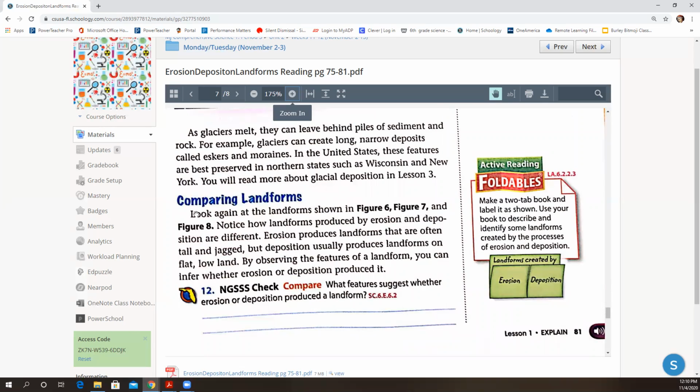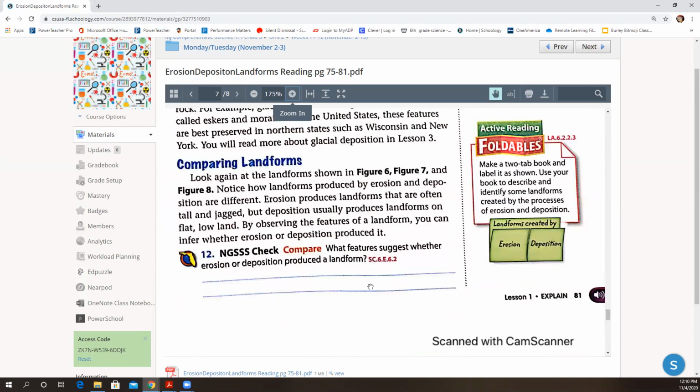Comparing landforms. Look again at the landforms shown in Figure 6, Figure 7, and Figure 8. Notice how landforms produced by erosion and deposition are different. Erosion produces landforms that are often tall and jagged, but deposition usually produces landforms on flat, low land. By observing the features of a landform, you can infer whether erosion or deposition produced it.